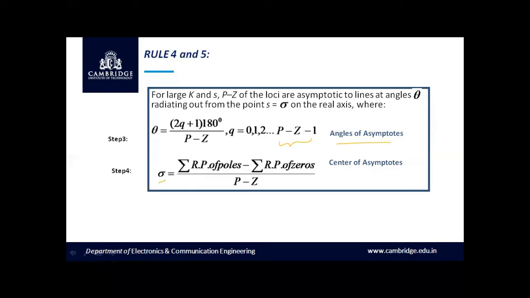And sigma, we call it a centroid, that is the center of the asymptotes, which is given by summation of real part of poles minus summation of real part of zeros divided by p minus z. So rule 4 and 5 states about the angle of asymptotes and the plot of the centroid, that is the center of the asymptotes. So this rule is very simple. From the given open loop transfer function, we have to calculate sigma and theta.